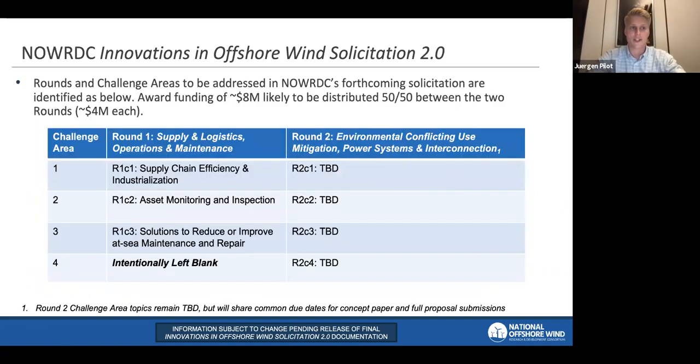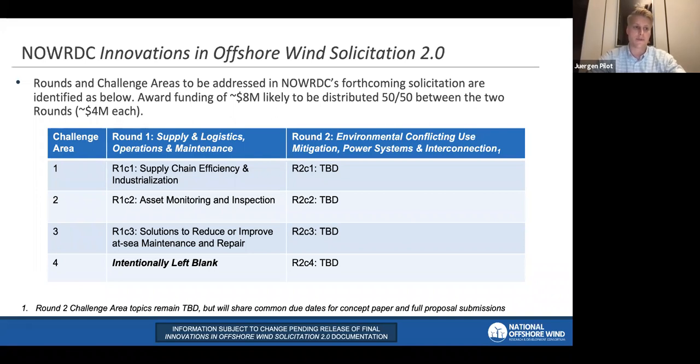So here on the next slide, I've shared the round and challenge area titles as identified for the Innovations in Offshore Wind Solicitation 2.0. Round 1, which as I mentioned is slated for release in August, is focused around supply and logistics and operations and maintenance. It has 3 challenge areas within. Round 1, challenge area 1, is titled Supply Chain Efficiency and Industrialization. Round 1, challenge area 2, is titled Asset Monitoring and Inspection. And round 1, challenge area 3, is titled Solutions to Reduce or Improve at-sea Maintenance and Repair.